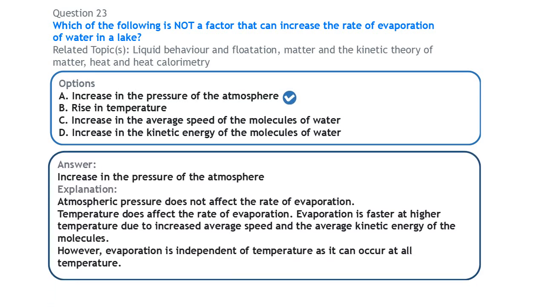Increase in the pressure of the atmosphere. Okay, the increase in the atmospheric pressure would not affect the rate of evaporation. Factors that will affect the rate of evaporation are increase in temperature. Okay, with an increase in temperature, the rate of evaporation is faster at high temperature.